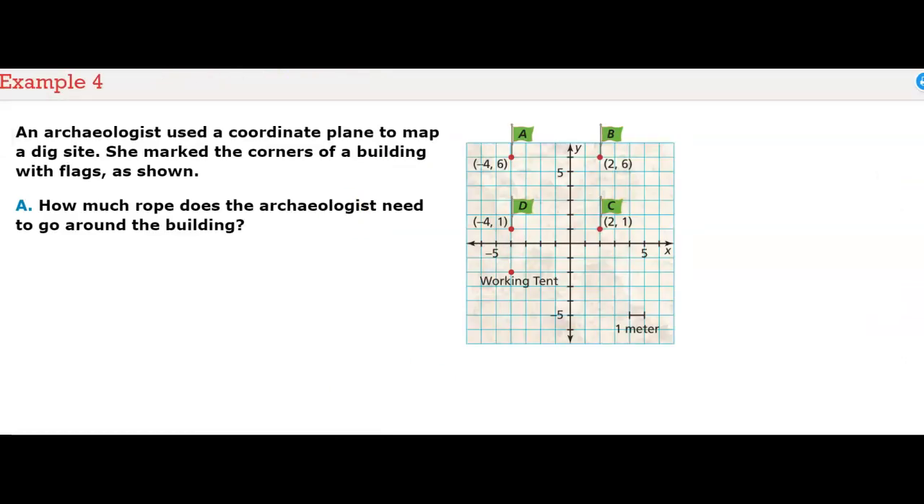An archaeologist used a coordinate plane to map a dig site. She marked the corners of a building with flags as shown. Part A. How much rope does the archaeologist need to go around the building?